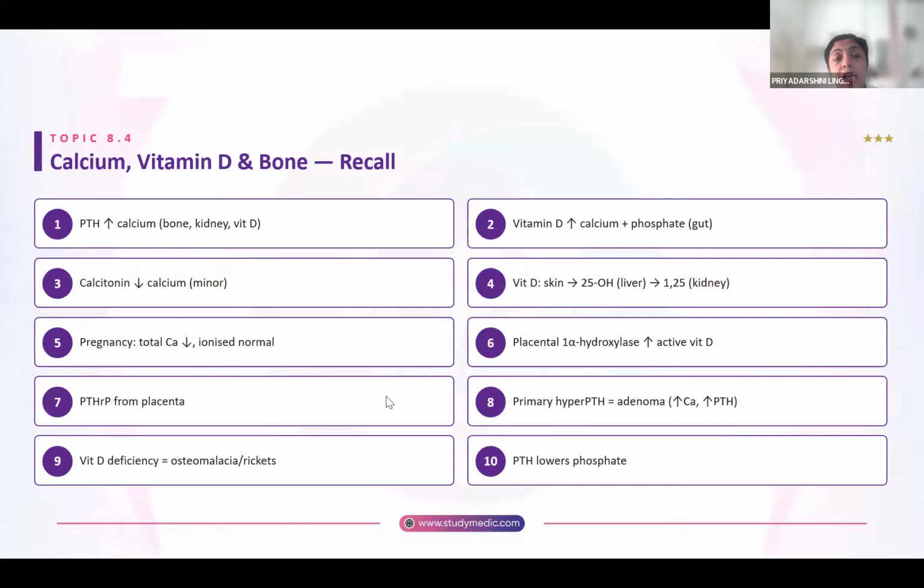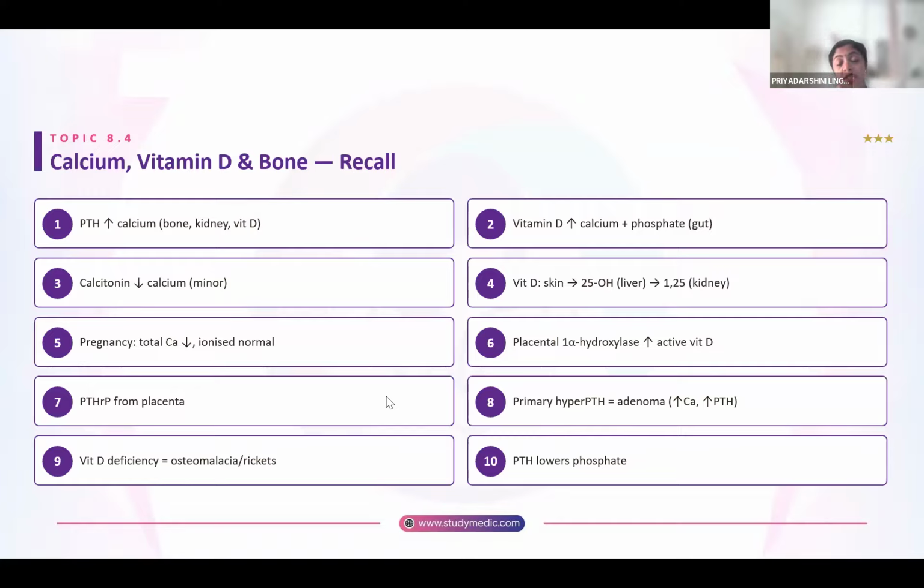In the placenta, you have 1 alpha hydroxylase. This increase leads to activation of vitamin D in the woman. Your parathyroid related peptide is the one that is seen from the placenta, and the primary cause of hyperparathyroidism is again because of adenoma, the same thing that we saw for the pituitary. Remember for this also, the primary cause of hyperparathyroidism is adenomas.